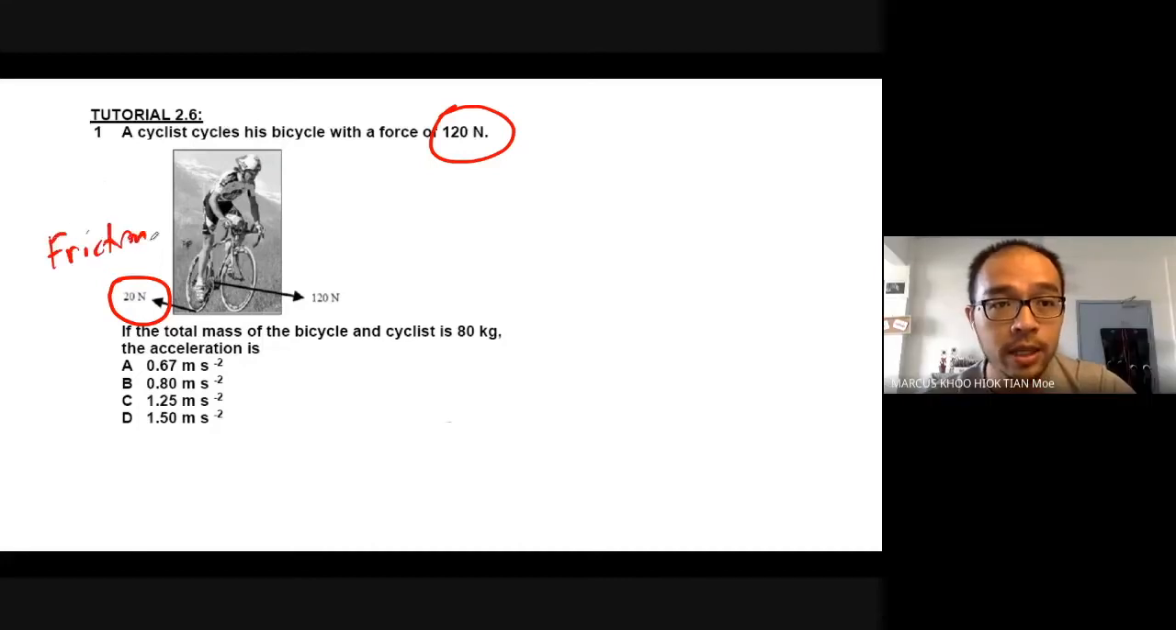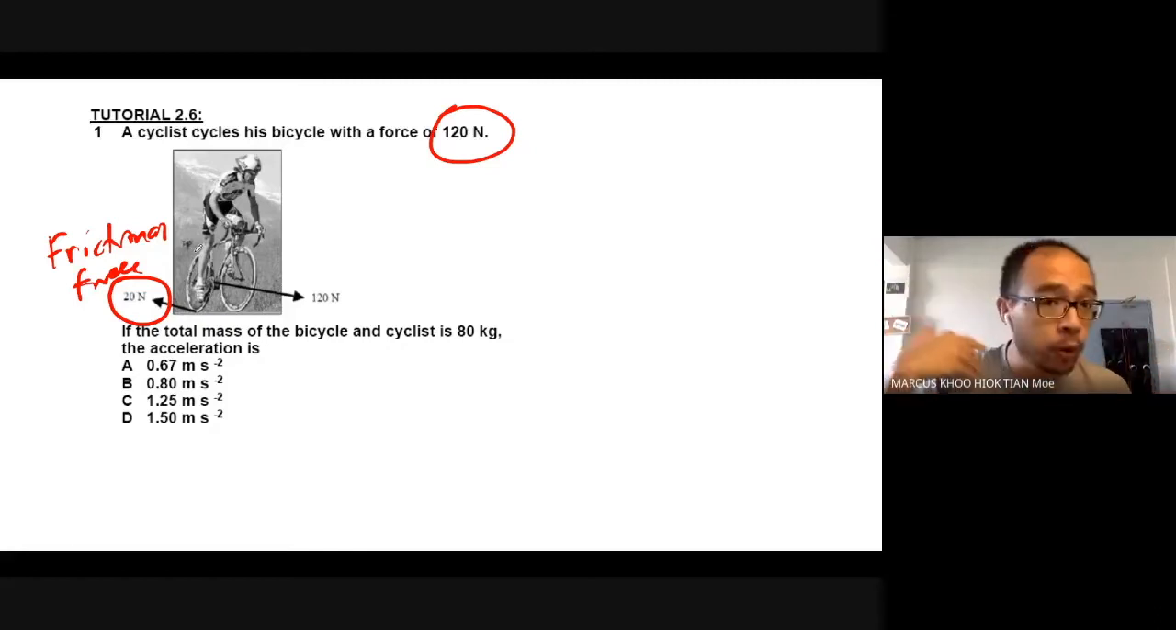Because in our real world, everything has friction. Friction in Malay is geseran. Frictional force is an opposing force. If you want to go forward, there must be something pulling you backward. There's always going to be a little bit of opposition, and in terms of force, frictional force is one of the forms of opposition. So we have to consider this situation.